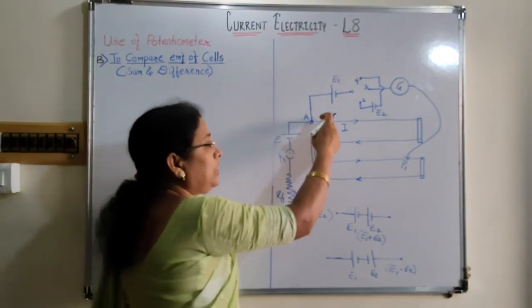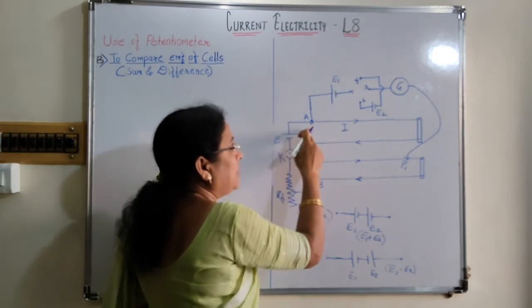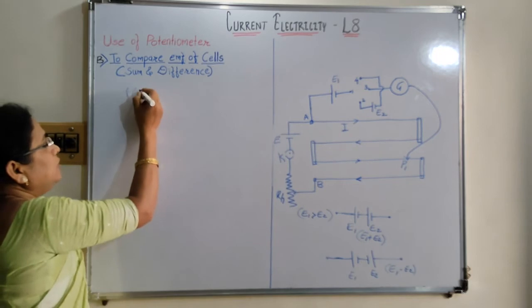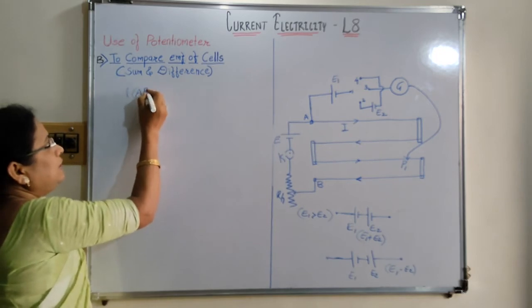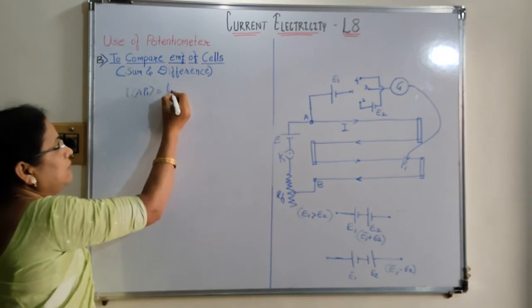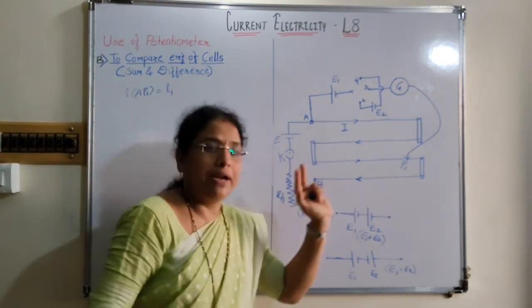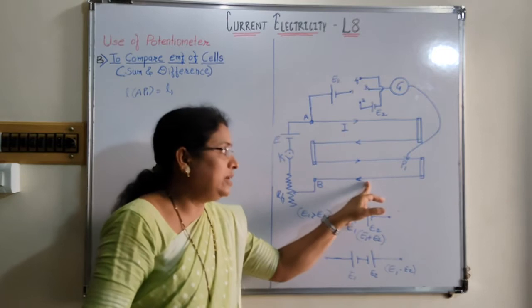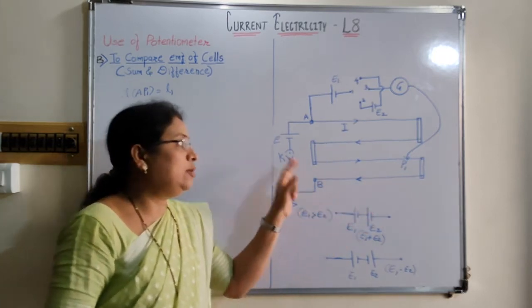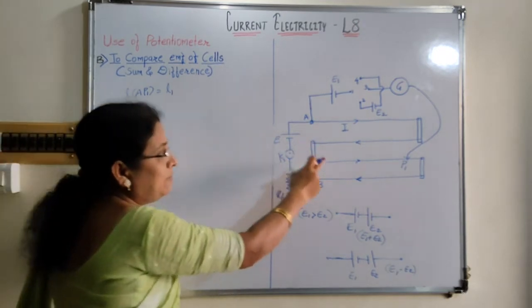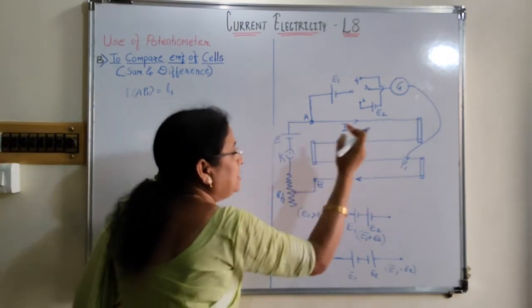So here we can measure the length of the wire AP1, and we can say that the length of the wire AP1 is equal to, suppose, L1. It may be 270 or 280 centimeter, or if it is on the fourth wire, it is between 300 to 400 centimeter.